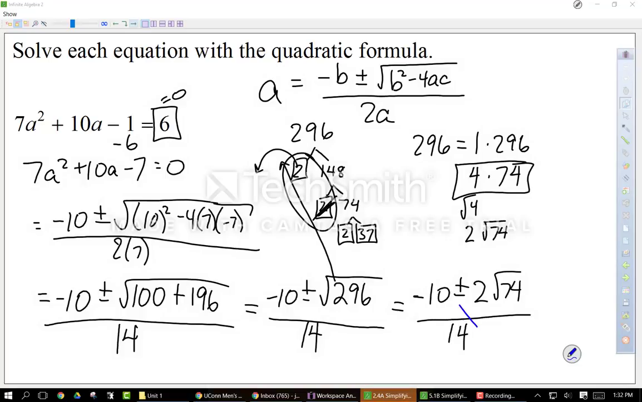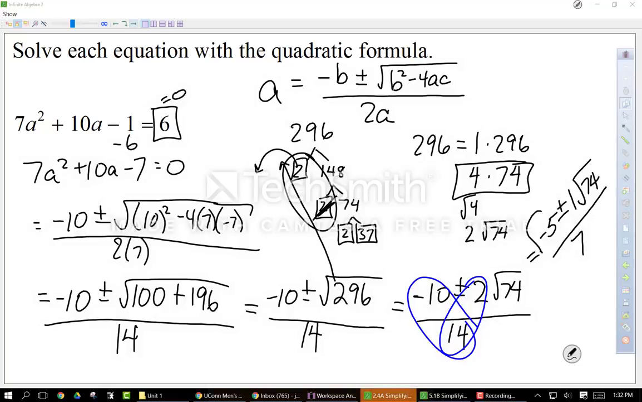If I look at the numbers again, I can divide them all by 2. So here is your answer. Negative 5 plus or minus, I can write a 1 here if I want to, doesn't matter, square root of 74 divided by 7. Again, put it into curly brackets.